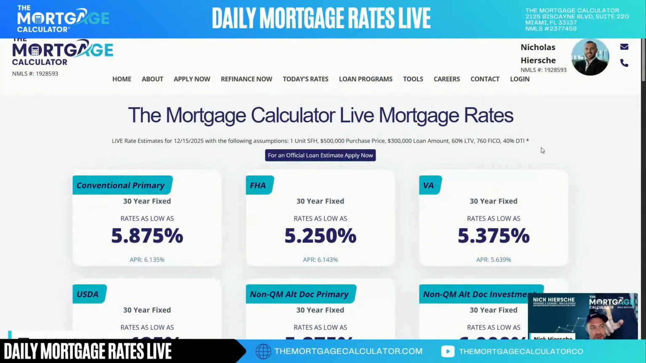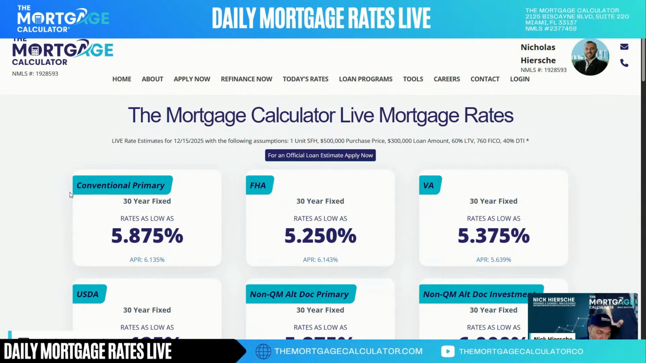So for our standard programs here, we set up a basic scenario that we can compare across all our different programs. And we use a standard single family home, 500,000 purchase, 300,000 loan amount. That corresponds to 60% loan to value, 760 FICO, and 40% debt to income ratio. That way we can compare across all the special programs we have. It's a little bit low for some of these initial programs, but that's what we'll talk about in our example.